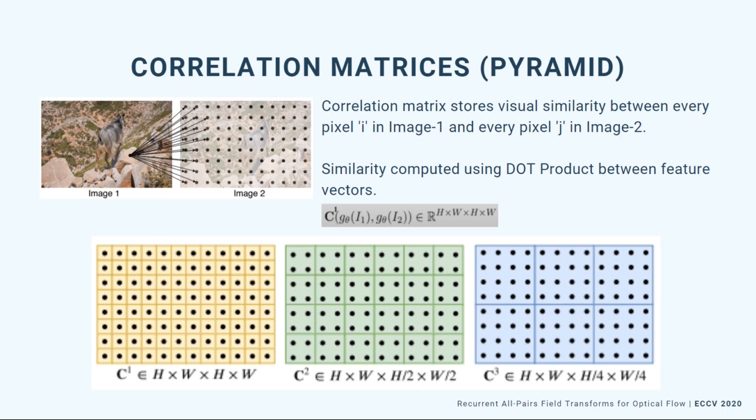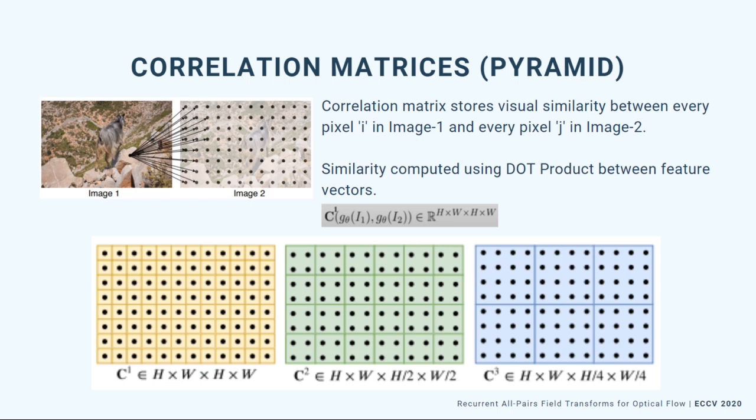So let's understand what we mean by 4D correlational volume. So here is an image I1 and I2 as input images, input frames, and g theta as a feature encoder. For each feature vector in g theta of image 1, we take the inner product with all feature vectors in g theta of image 2 and therefore generate a 4D volume, height times width times height times width.